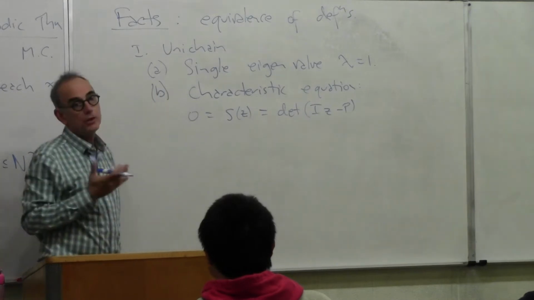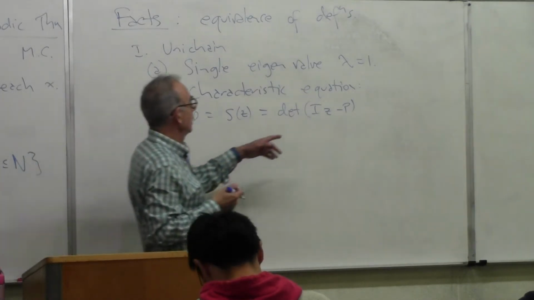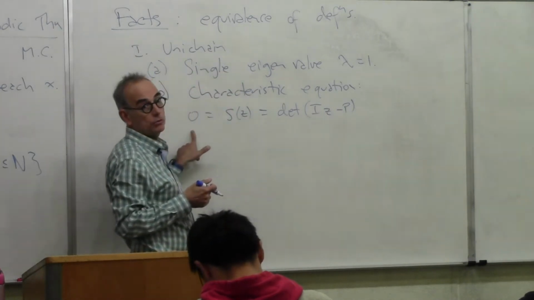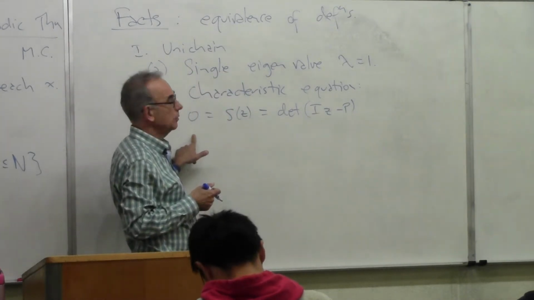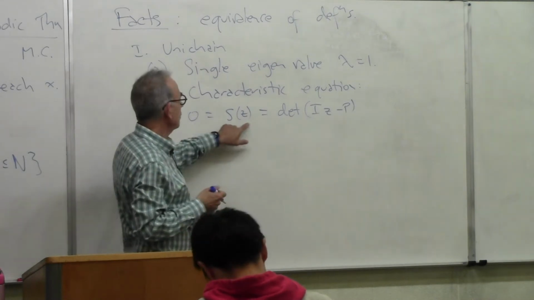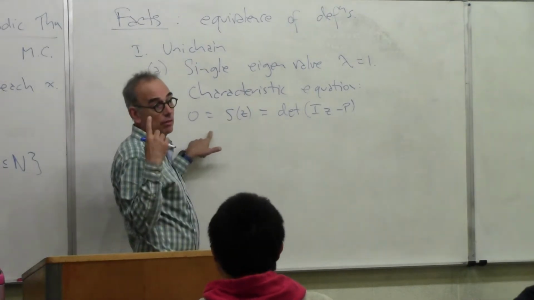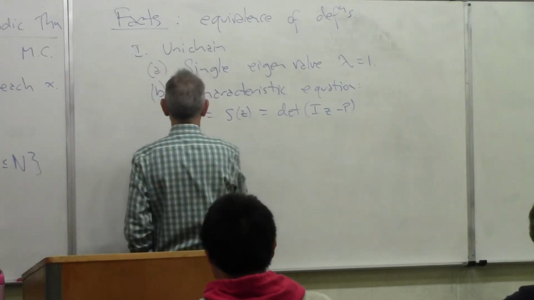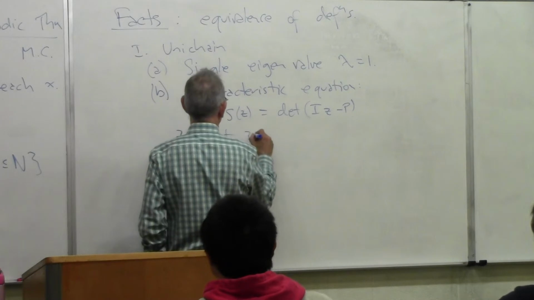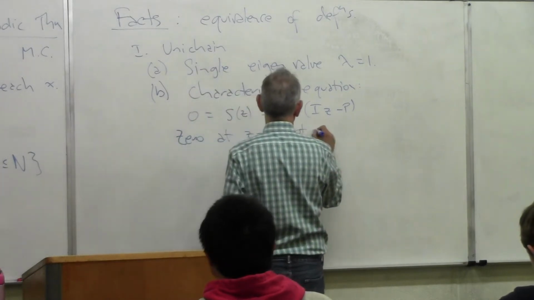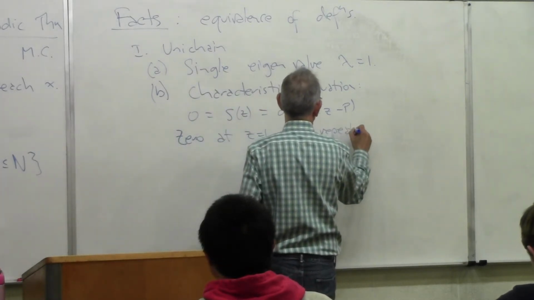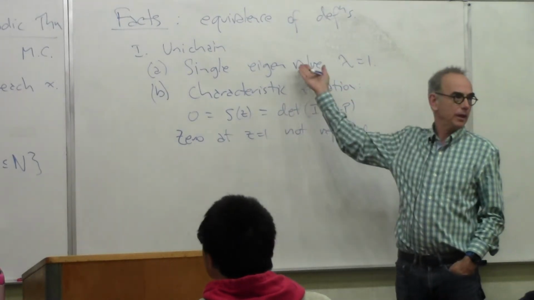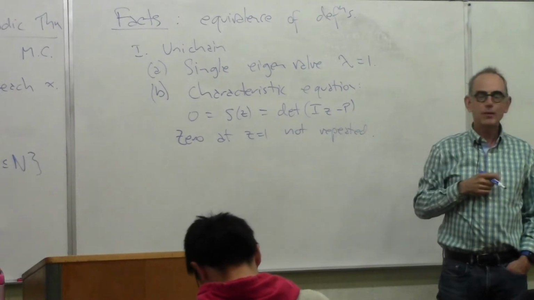All right, so this is what you do to compute eigenvalues, right? You look at zI minus P, you take the determinant, set equal to 0. The zeros are the eigenvalues. Well, this characteristic equation, of course, has a zero at z equals 1, but it's not repeated. So B and A, it's just a more formal statement of A, in case you forget what single eigenvalue means.